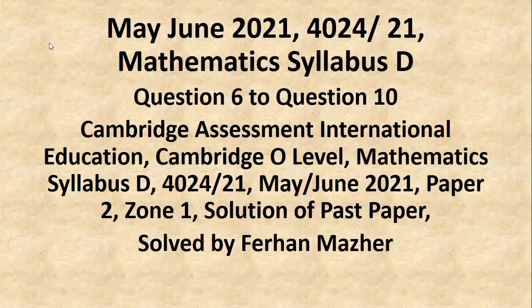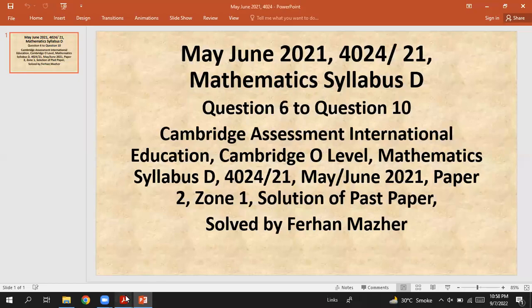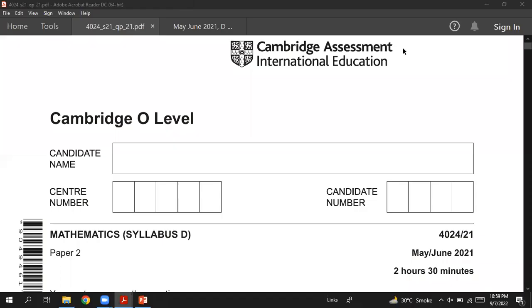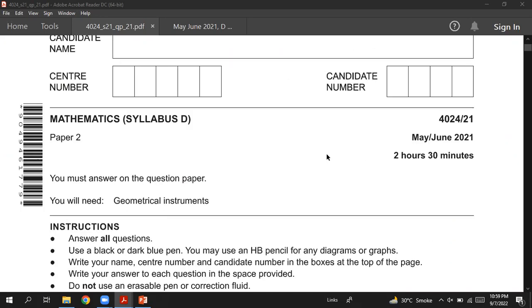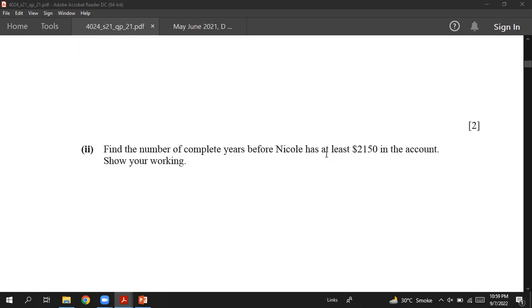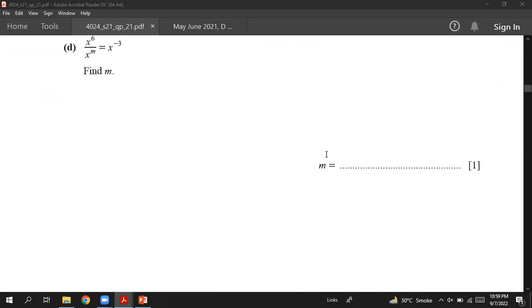Okay, so here we go. This is May June 2021, paper 2 from zone 1. Time allowed is 2 hours 30 minutes. We have already done question number 1 to question number 5. So we are going to question number 6.